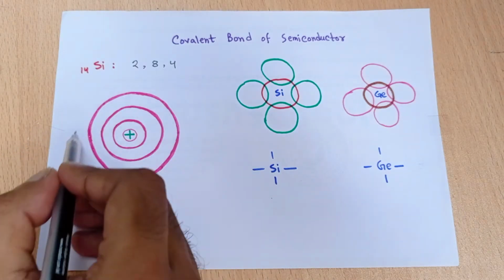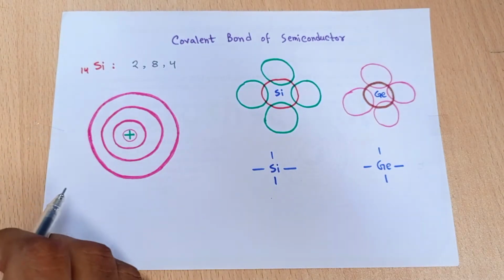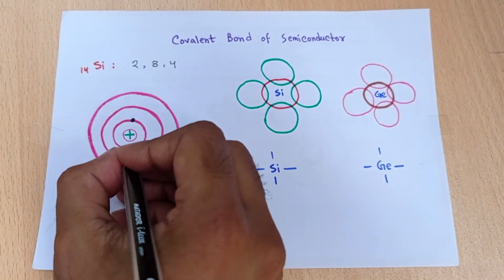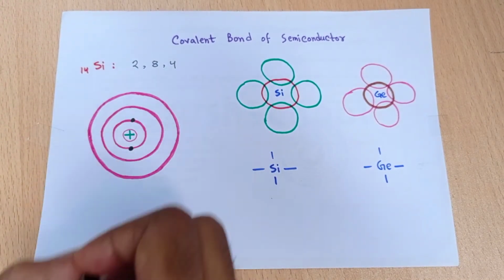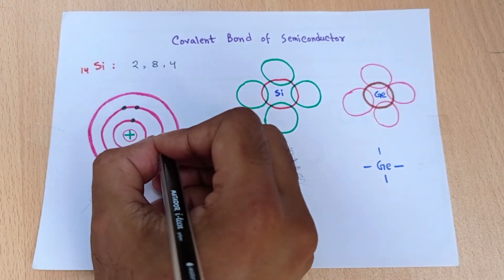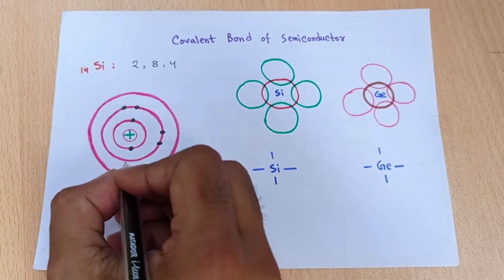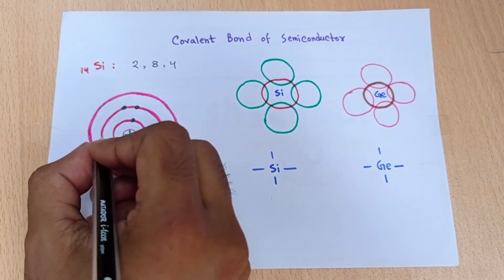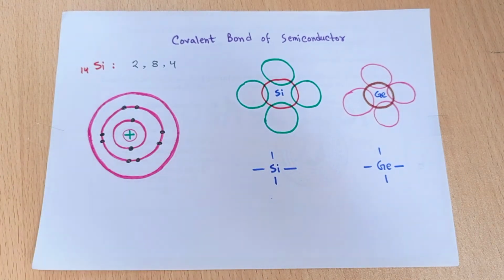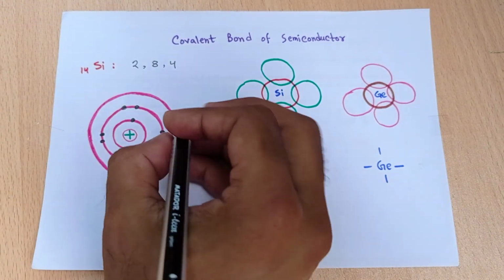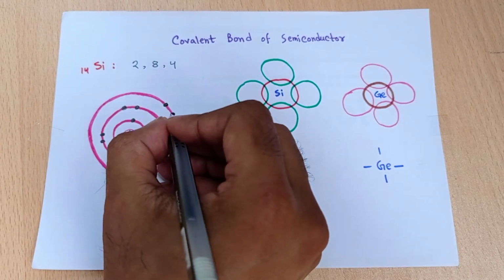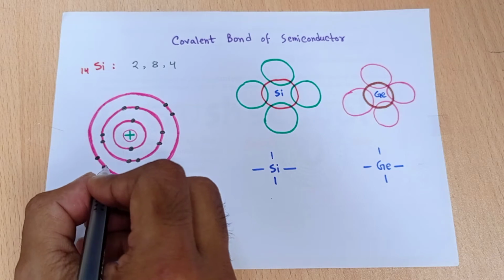So here is the atomic structure of silicon. The first shell contains only 2 electrons that I denote by points. Then the second shell contains 8 electrons, and the electrons make pairs in that energy shell. And the third energy shell, the outermost orbit, contains only 4 electrons. So we can denote these 4 electrons by using 4 points.